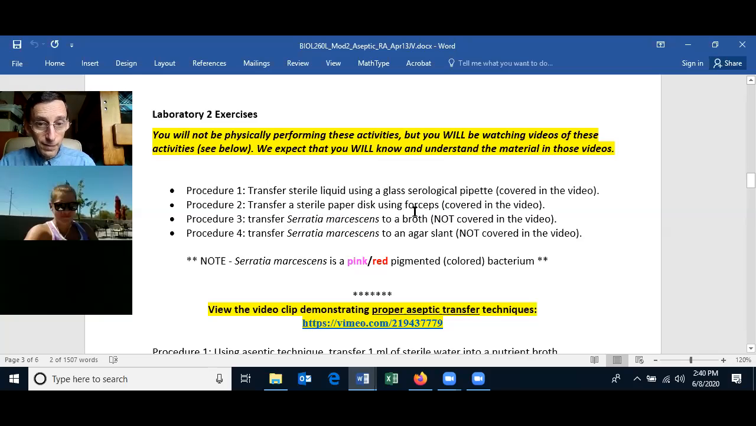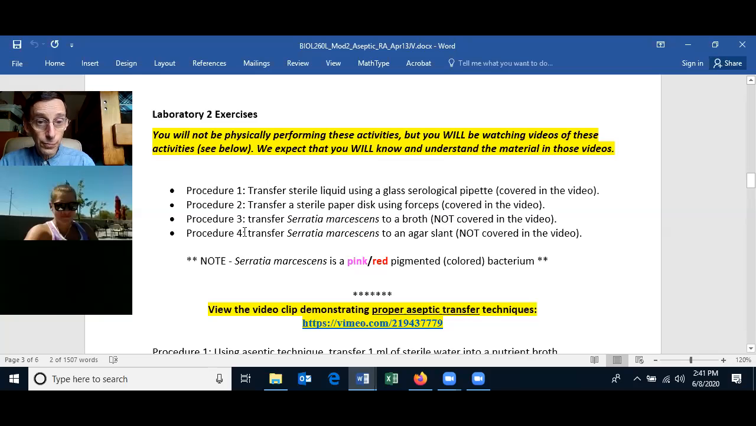In procedure 2, you transfer a sterile paper disc using forceps, which is not in the video, but I think you've all used forceps before. So you just clean them beforehand. You can't really sterilize forceps, but you can clean them by heating them up, not so hot that you can't hold the forceps, and then pick up the sterile paper disc and put it into the tubes.